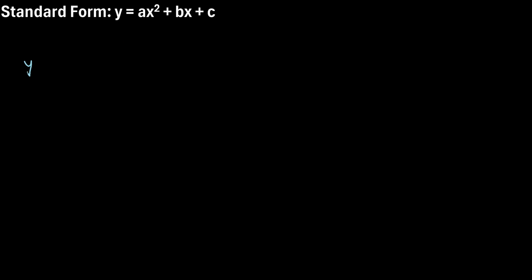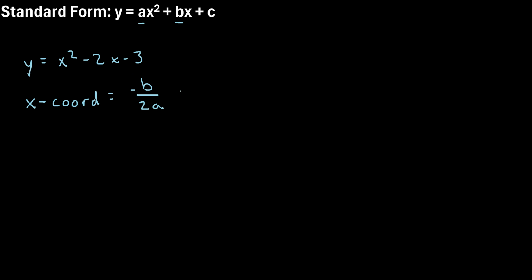Let's say we have y is equal to x squared minus 2x minus 3. How can we graph this parabola? Well, the first step is we want to figure out where is the vertex of that parabola. And to do that, we first want to find the x-coordinate of the vertex. So the formula that we use to find the x-coordinate is negative b over 2a, where b is the coefficient in front of the x and a is the coefficient in front of the x squared.